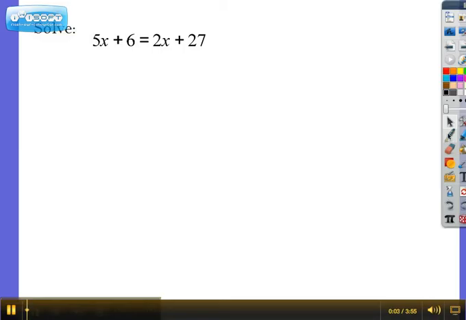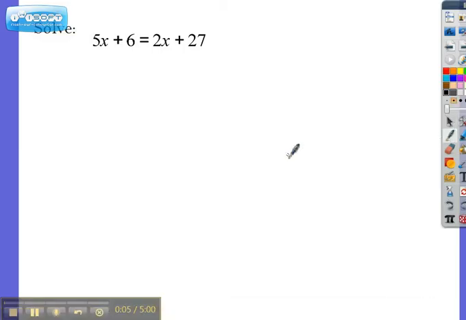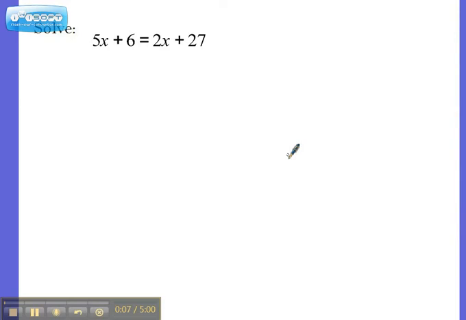Alrighty, here are three problems about solving equations where there are variables on both sides of the equation. If we have variables on both sides, we're going to want to simplify as much as possible, using the distributive property, combining like terms, anything like that. And then after that, we're going to want to move one of the variables over to the other side. How we do that is through an opposite operation, just like we do with constants.